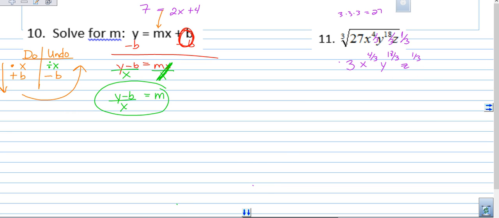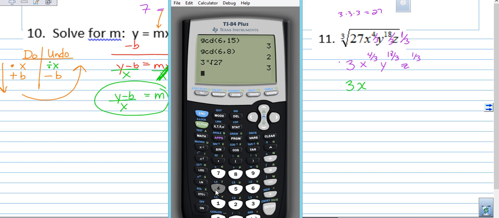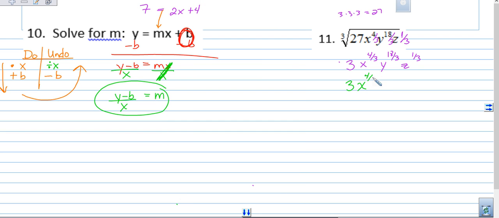make sure all your fractions are reduced as far as they can go. And you can also use your calculator if you're confused on how to do that. So you get 3 and then x, and then maybe you don't know if 4 divided by 3 reduces. So you go 4 divided by 3, press enter, and then hit math, enter, enter. 4/3 doesn't reduce, so leave it alone.